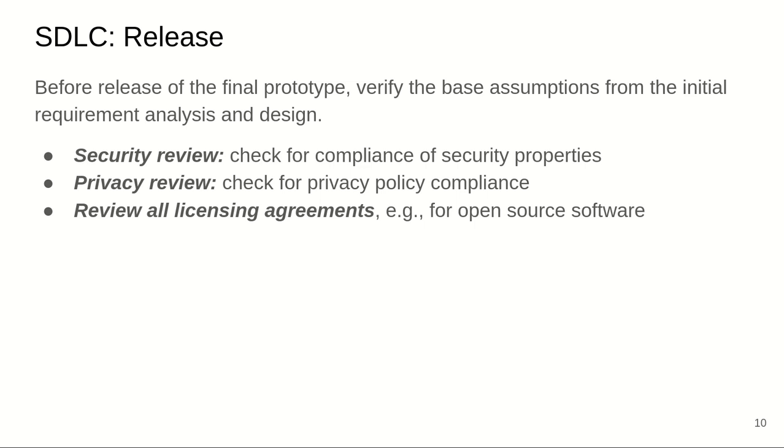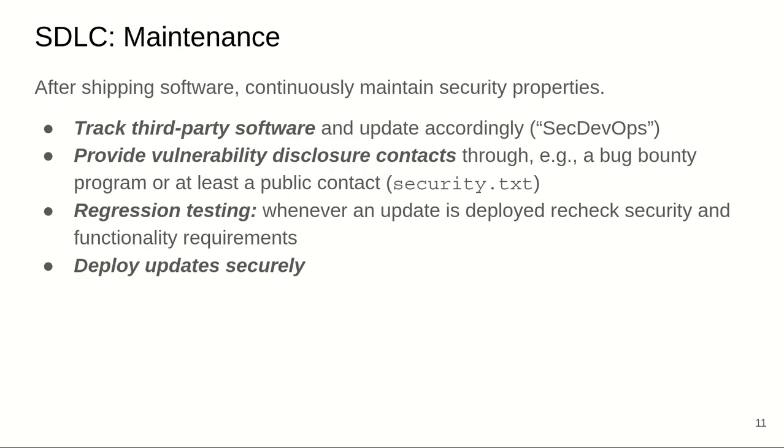After you have released the source code or the prototype and the code of your program to the users, you'll enter the maintenance phase. After shipping the software, you continuously maintain security properties. So you have to track any kind of third-party software that you're using and update it accordingly. Whenever there's a bug being reported in one of the libraries that you have integrated, you may need to update and send out a new version to your users.